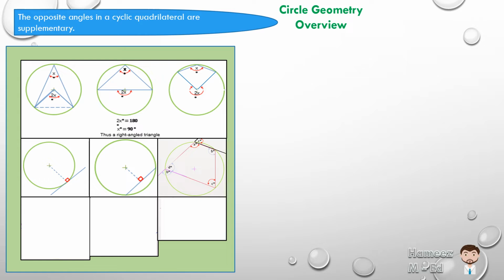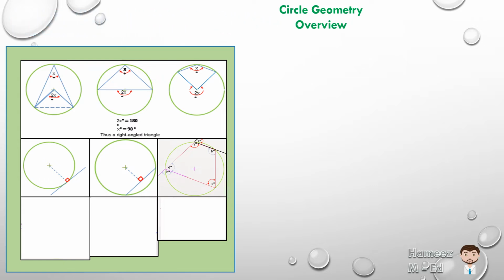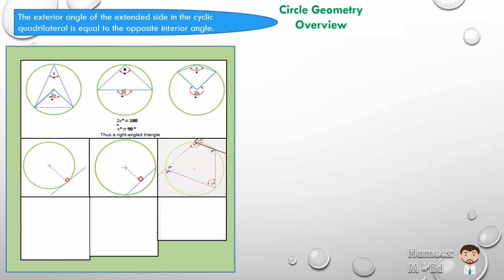We can also see that if we extend any one of the sides, then the exterior angle, which is formed by the outside of the cyclic quadrilateral and the side that was extended, is equal to the opposite interior angle.